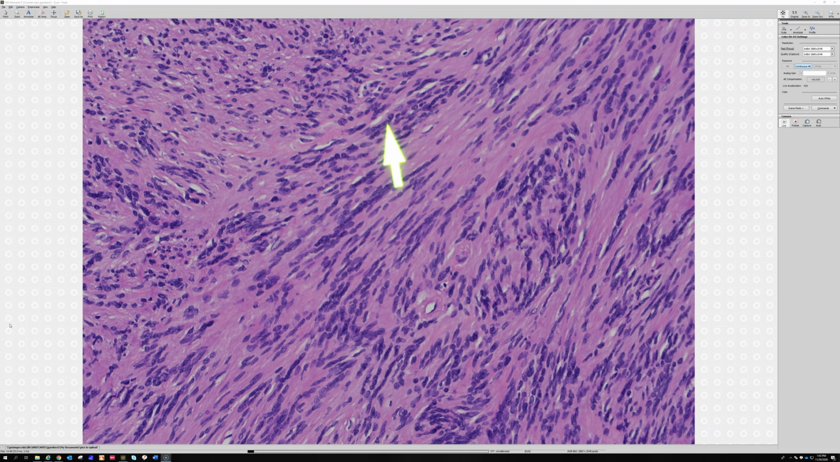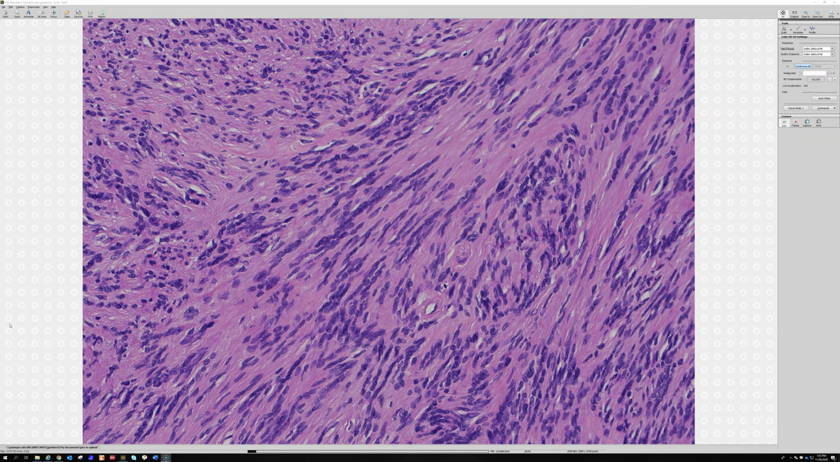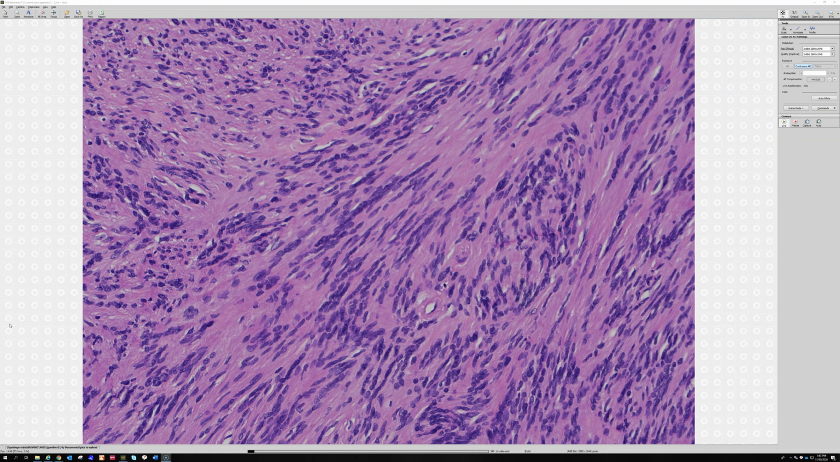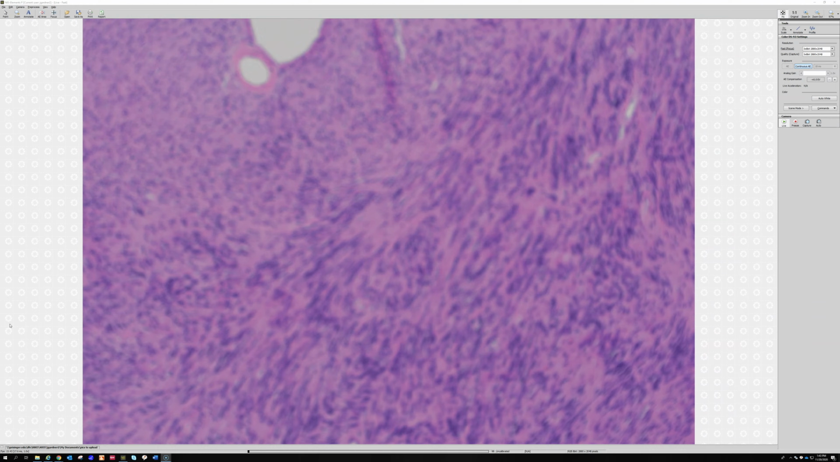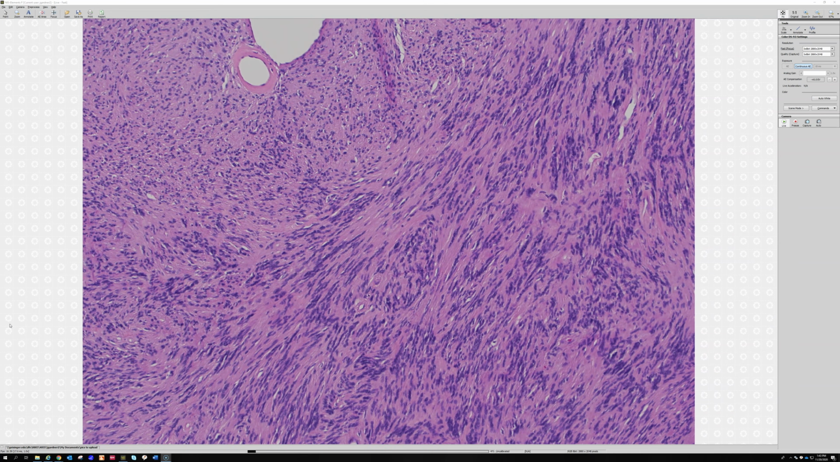Let me see if I can turn the light on. Yeah, it's still a little bright. Maybe I'll turn it down. That's better. Okay. So that's the palisading and the Verocay bodies in the Antoni A areas.